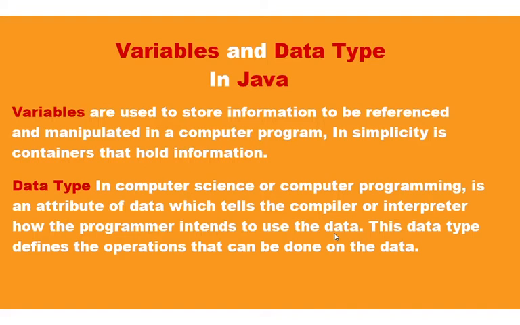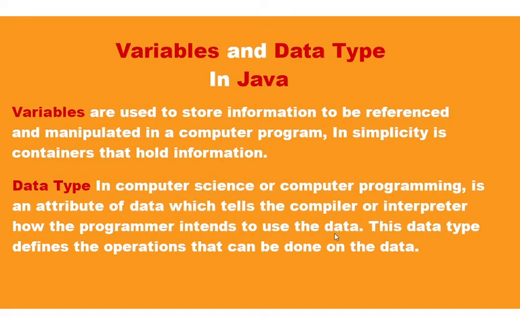In this video, we will learn variable and data types in the Java programming language with simple examples for better understanding. Without wasting any of our time, what is a variable? Variables are used to store information to be referenced and manipulated in a computer program. In simplicity, it's a container that holds information.